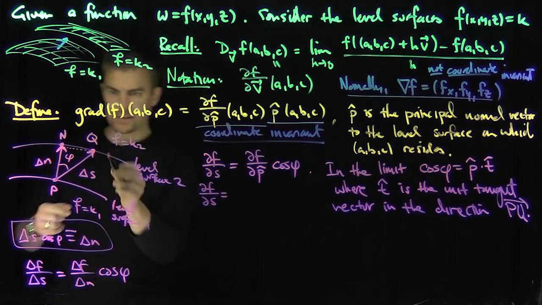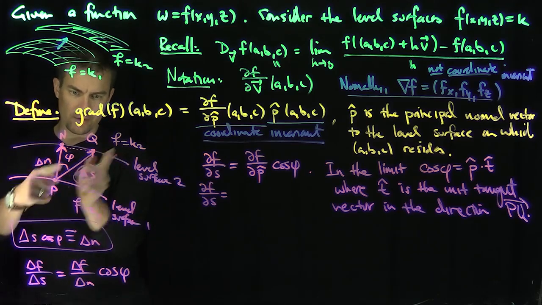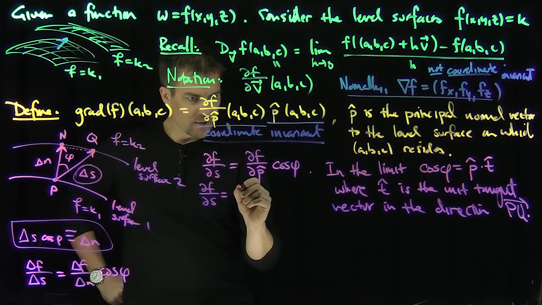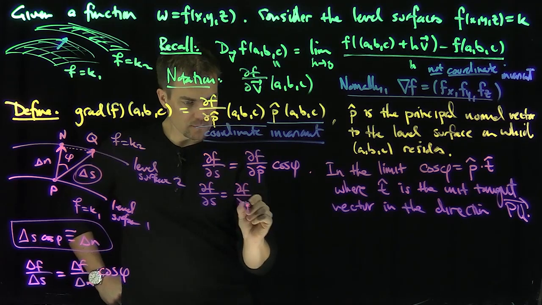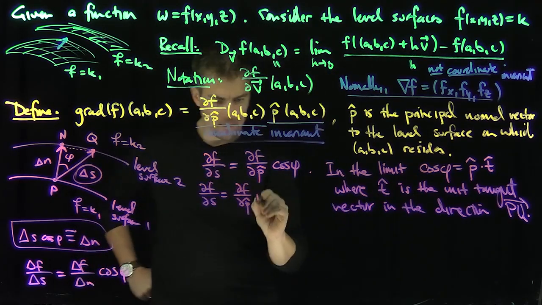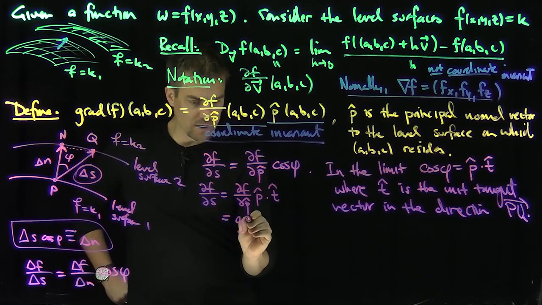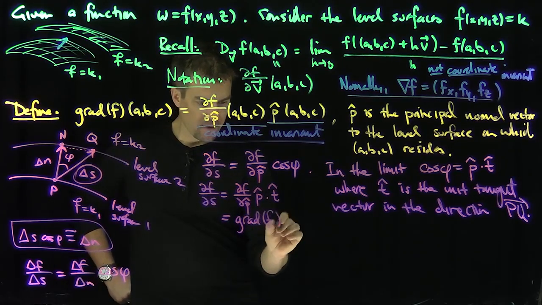So of course, ds is this direction from P to Q, right? So differentially, ds is going to be dt times that thing. And so now we have df dp, and then p hat dot t hat. And so that says this directional derivative is really just the gradient of f dot t hat.